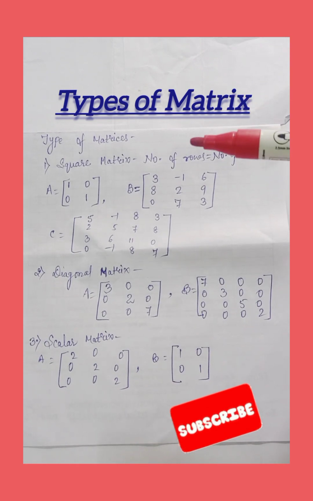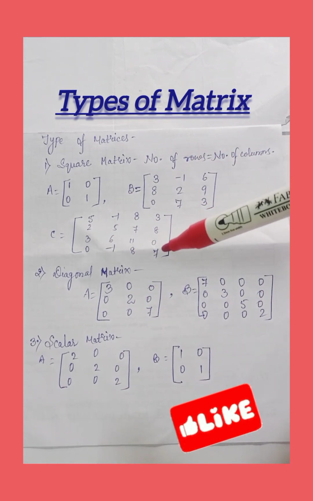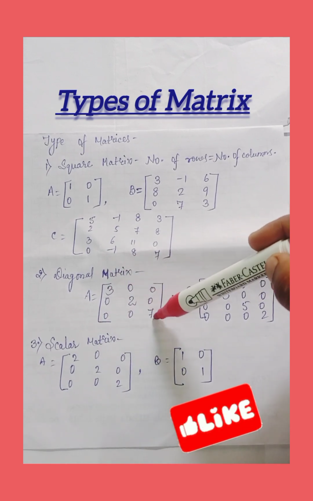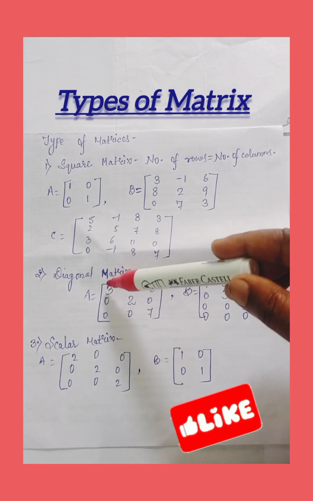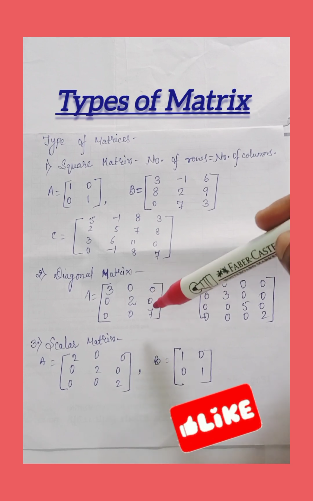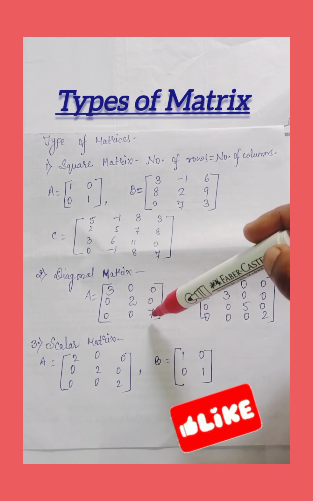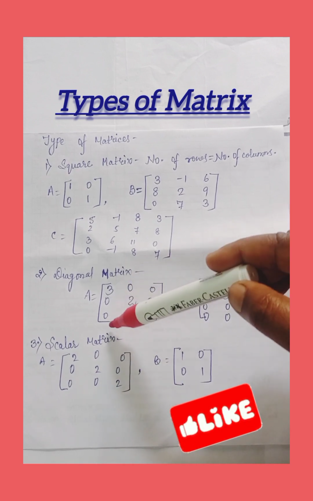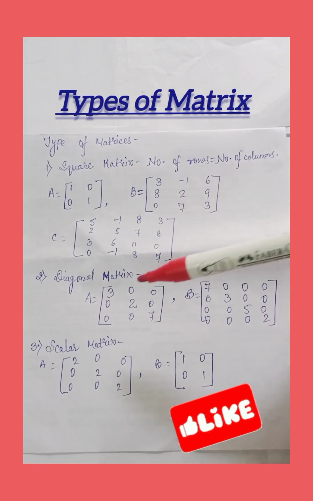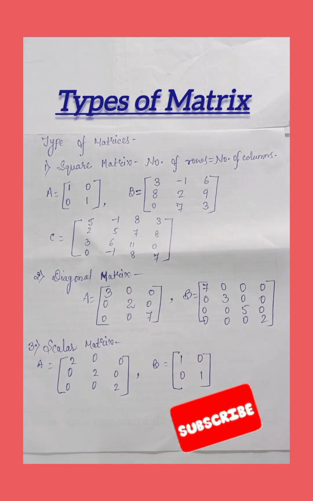Now the next type of matrix is the diagonal matrix. What is the concept of a diagonal matrix? The main thing is diagonal means the diagonal elements. You can see 3, 2, 7. These three numbers are placed in diagonal places. So these diagonal elements will exist, but the non-diagonal elements will be considered as 0 in this diagonal matrix. Only diagonal elements will exist, otherwise non-diagonal elements will be 0.